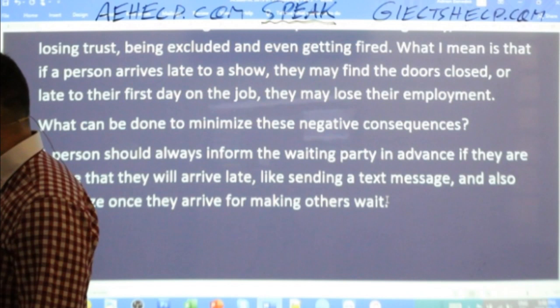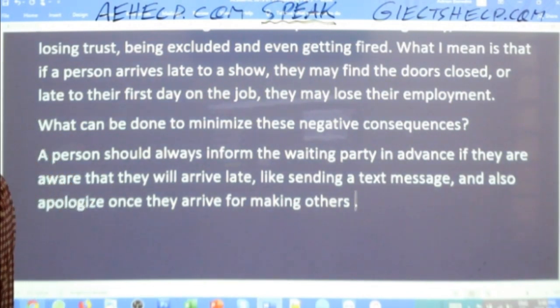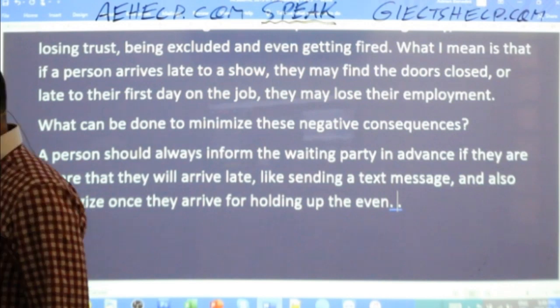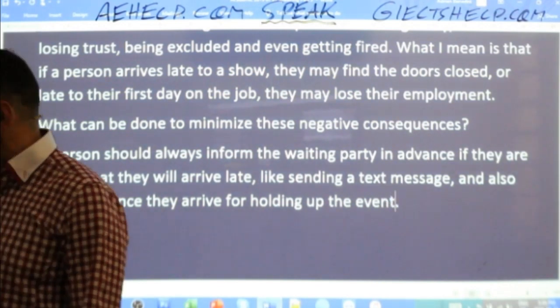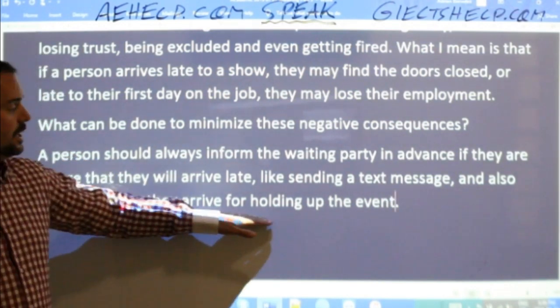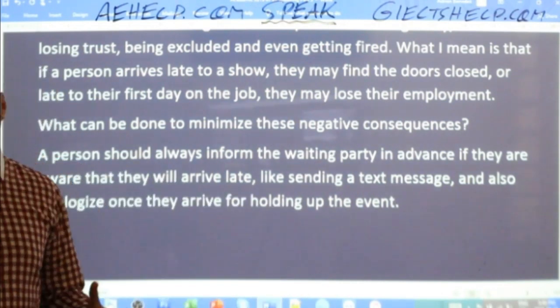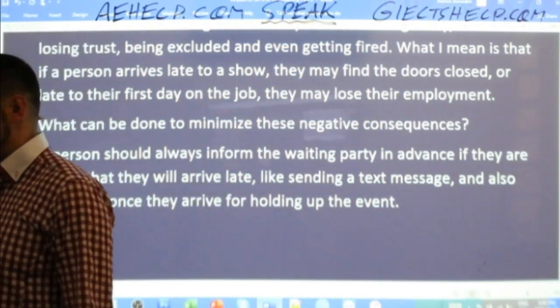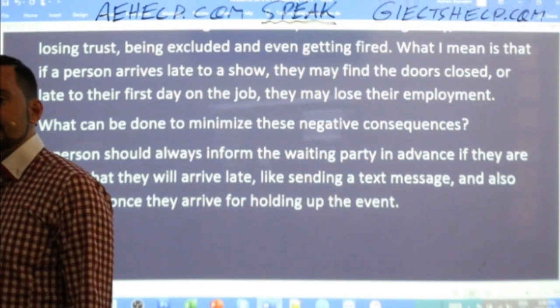I'm going to give you an expression here instead of this. For holding up the event, okay? Holding a person up means you're making them wait. Okay, so that's another way to say this.